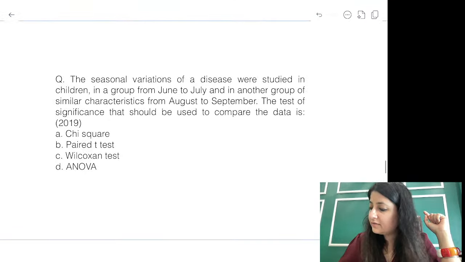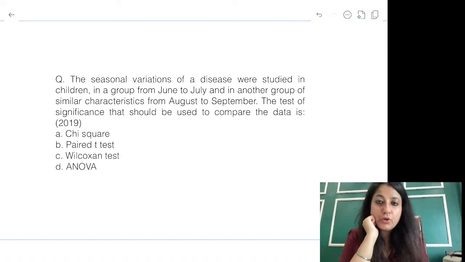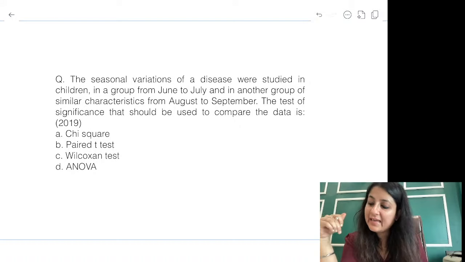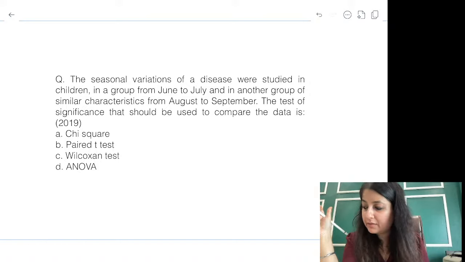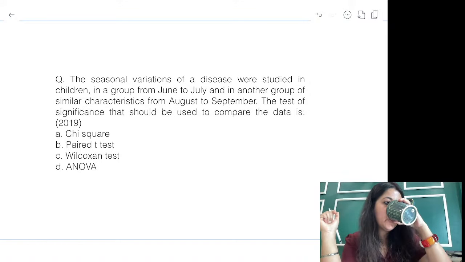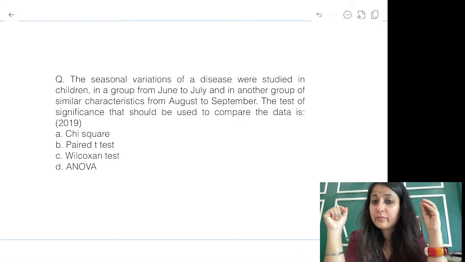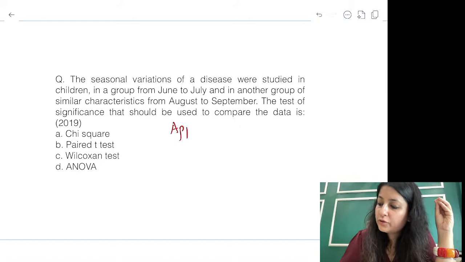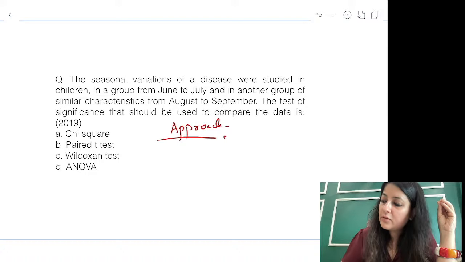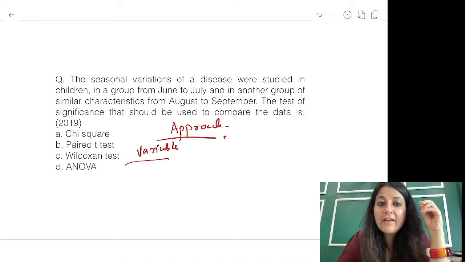Quickly tell me this. The seasonal variations of a disease were studied in children in a group from June to July and in another group of similar characteristics from August to September. The test of significance that should be used to compare the data. Approach. Please follow the approach. What will you look at? You will look at the type of variable being asked. So what is it? You have to look at seasonal variations of disease in two groups.